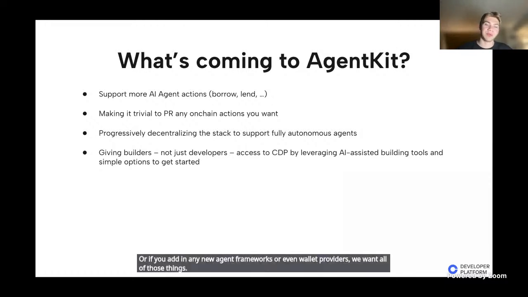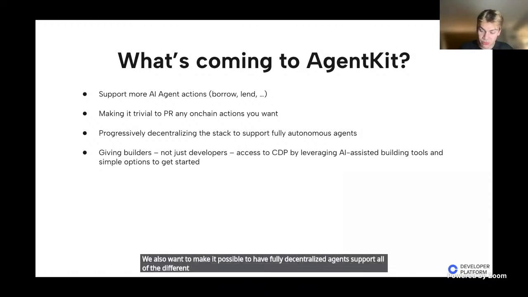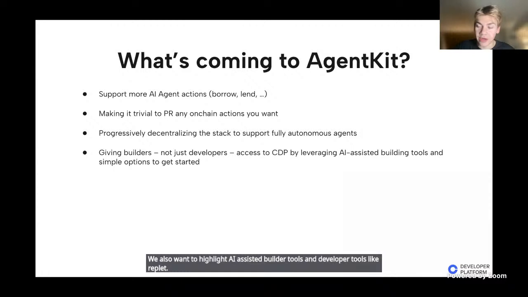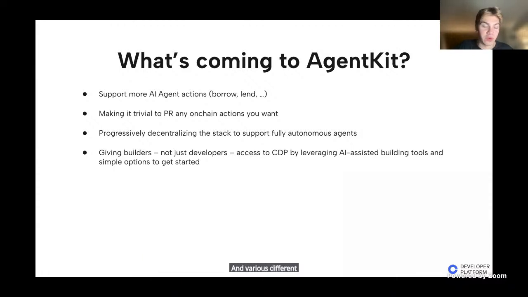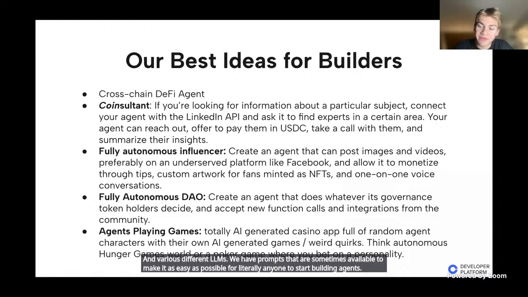We also want to make it possible to have fully decentralized agents, and support all of the different infrastructure that you could need to build out an agent that could eventually run a car. We also want to highlight AI-assisted builder tools and developer tools like Replit, and various different LLMs. We have prompts that are sometimes available to make it as easy as possible for literally anyone to start building agents. And here are some of our previous ideas for builders.